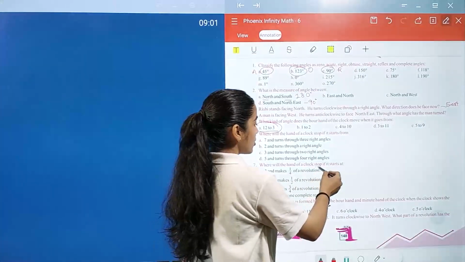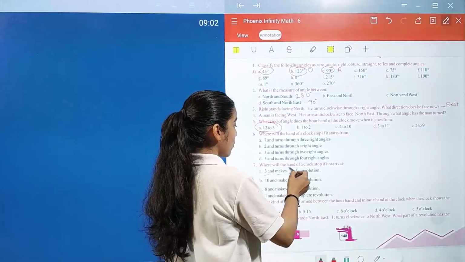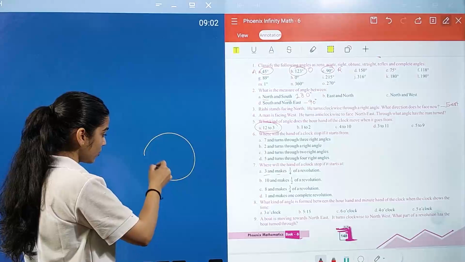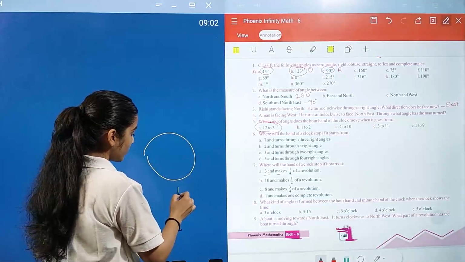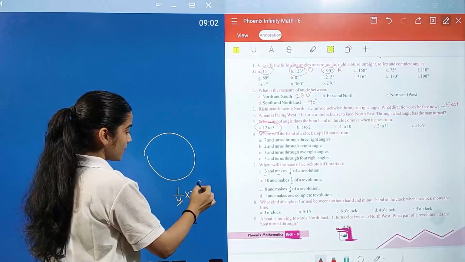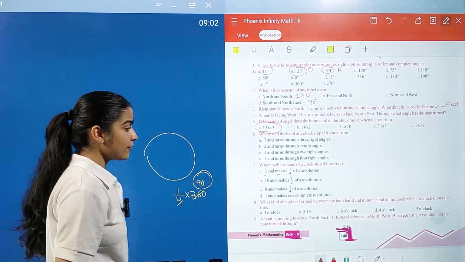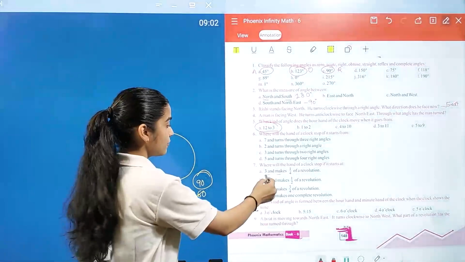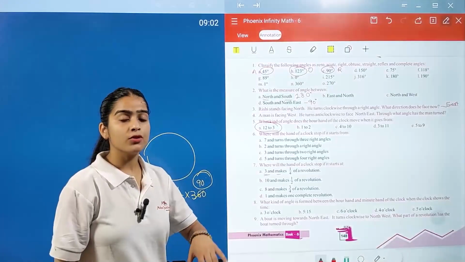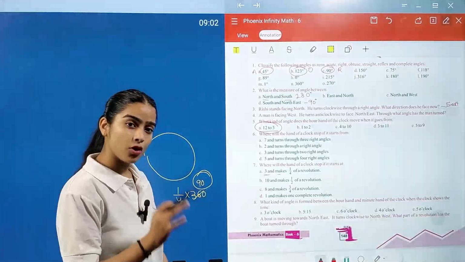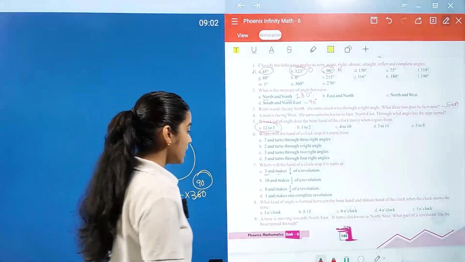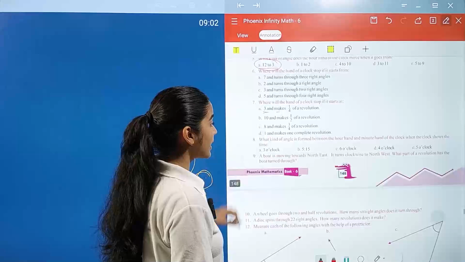Where will the hand of a clock stop if it starts at 3 and makes 1/4 of a revolution? Revolution means your complete turn. And 1/4 revolution means 1 by 4 of 360 degree, so it means you are making a 90-degree angle. Now you have to move 90-degree from 3, so it should be 6 o'clock. It depends whether you move clockwise or anti-clockwise. If you move clockwise, then it should be 6 o'clock, or if you move anti-clockwise, then it should be 12 o'clock.